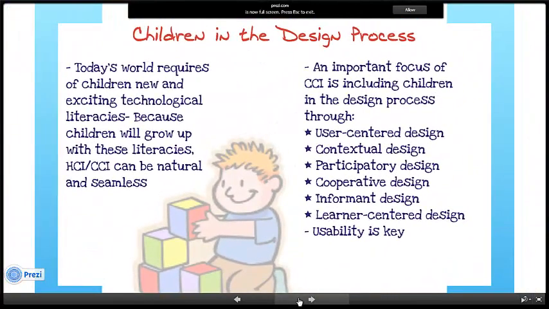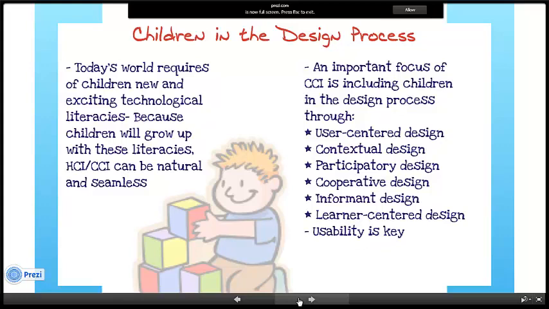As children work to construct their own learning using the world around them, today's world requires of them new and exciting literacies that did not exist or barely existed for previous generations of children. This generation of children will grow up with the capability to use and adapt to any number of computer technologies, and so HCI and CCI to these children will be natural and seamless. An important focus of CCI is to include children in the design process, and research has looked at various ways to facilitate this inclusion, such as images and other survey techniques to help scaffold children in communicating their thoughts.